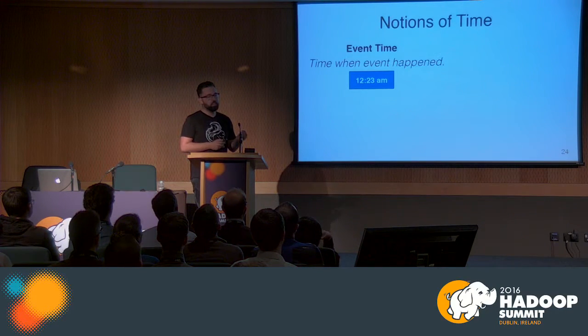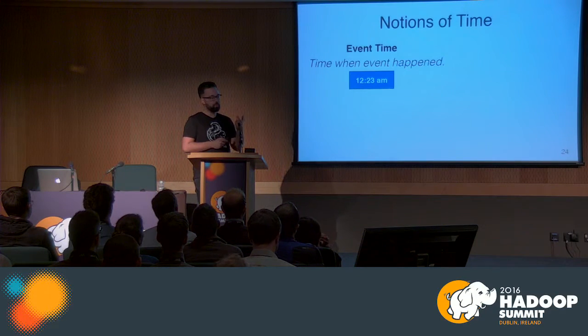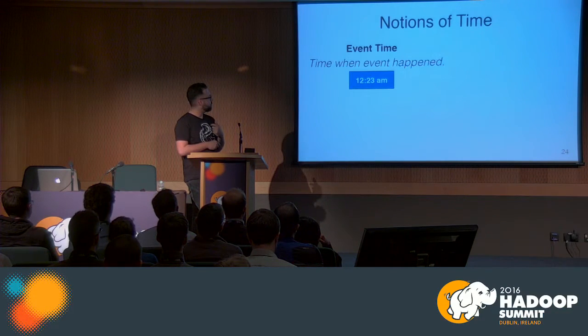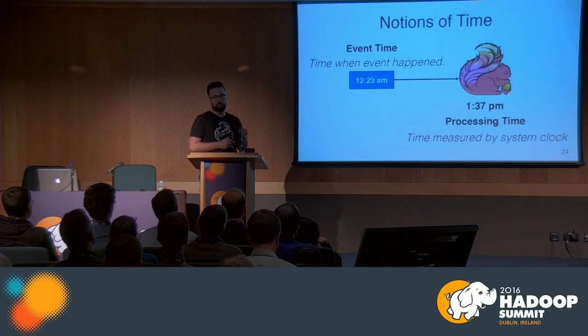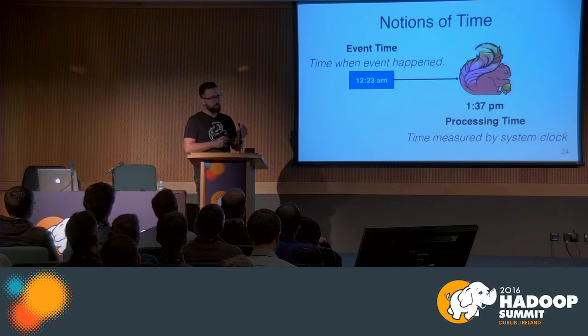And thinking about time, actually, you have to differentiate between different notions of time. On one side, you have the time when the event happened. This is often part of the records you are consuming. For example, if this is a tweet, this would be the time when the tweet happened. This is what we call event time. And then there's something we call processing time in Flink. This is the time when the event arrives at your system, and you do the actual processing.